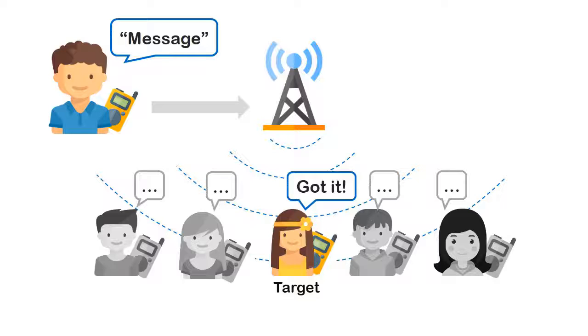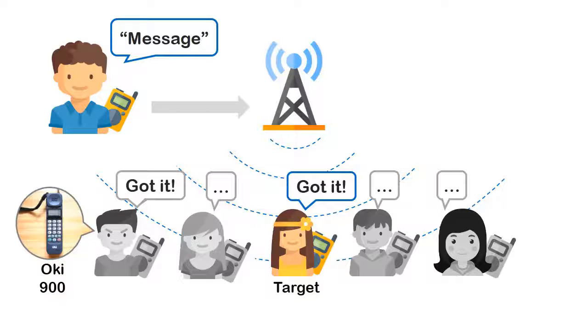Of course, this process was far from being perfect. In fact, there was a popular case of a Japanese mobile phone instrument called Oki 900, which made it really easy to bypass this complete process and eavesdrop on whatever signal it wanted to, which, as you might have guessed, led to many security threats.